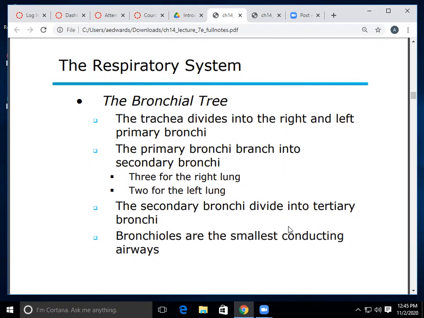Okay, bronchial tree. Trachea is going to divide into your right and left primary bronchi. Okay, so you have the primary bronchi that will branch into your secondary bronchi. And you have 3 secondary bronchi in the right lung and 2 in the left lung. The reason for that is because your right lung has 3 lobes. Your left lung has 2 lobes. Okay. So the secondary bronchi then are going to divide into tertiary bronchi, okay, which will then feed into bronchioles, which are the smallest conducting airways.